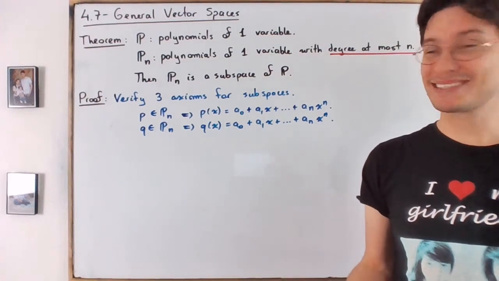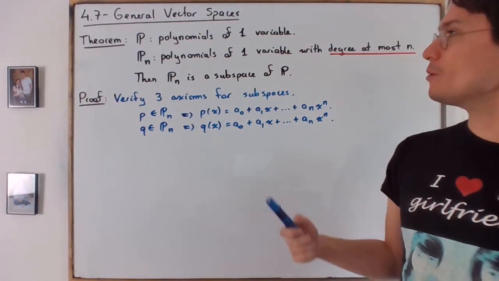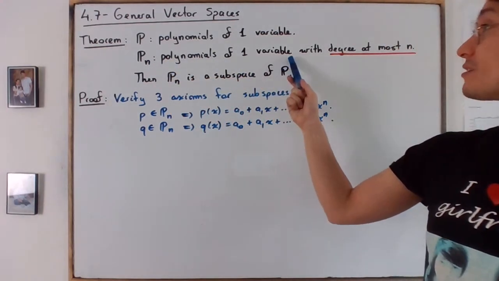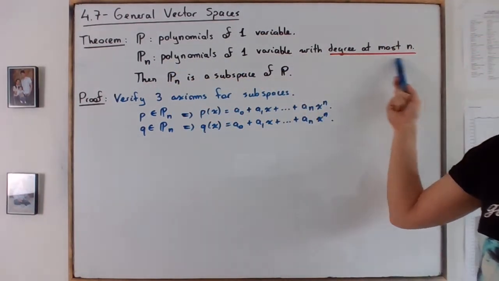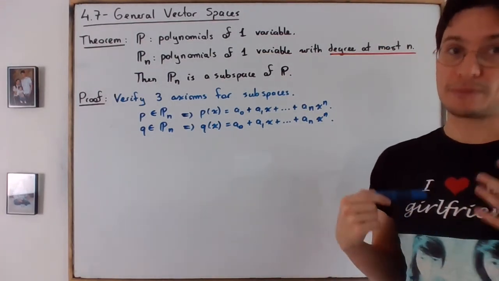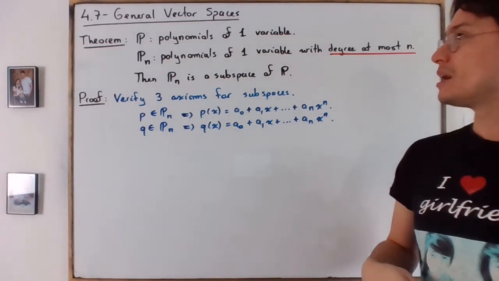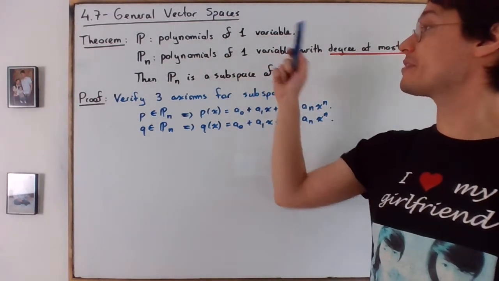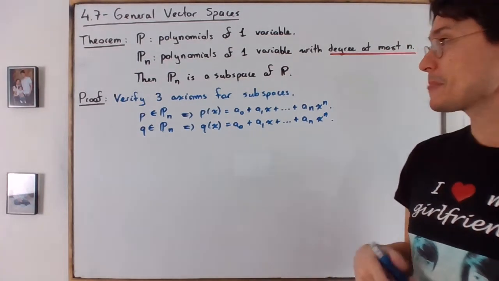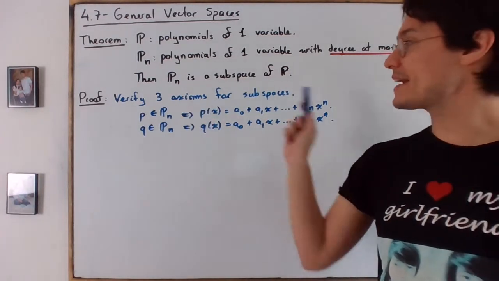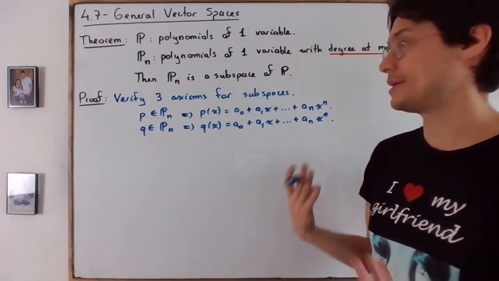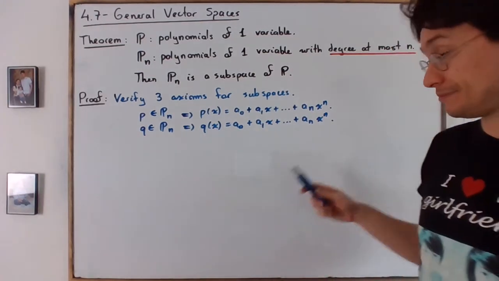Hi linear algebra students. In this video, I'm going to show that Pn, which is the set of polynomials of one variable with degree at most n, so it could have degree lower than n, but not more than n, is a subspace of the vector space of polynomials of one variable. And we're going to do this by verifying the three axioms for subspaces, because that's what we need to do.